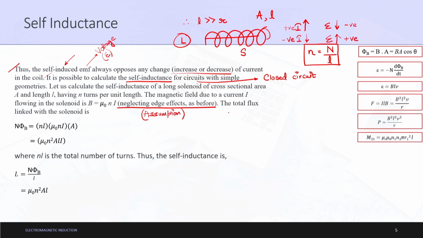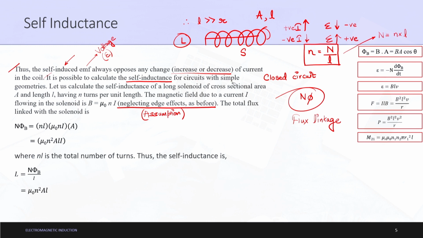Moving on, the total flux linked. What is flux linkage? Flux linked is nothing but N into phi, where phi is the flux. So the total flux linked with the solenoid, N phi, is equal to, as I already told you, capital N is equal to small n multiplied by l. This is directly used here, and mu naught n I was the value of B. The value of theta here is 0, so cos 0 is 1, and the value of A can be anything which has a simple geometry.